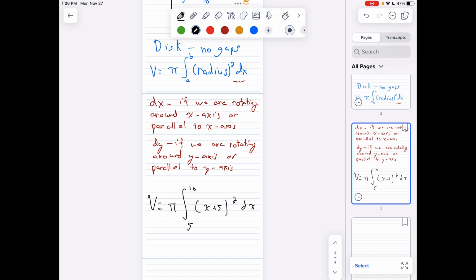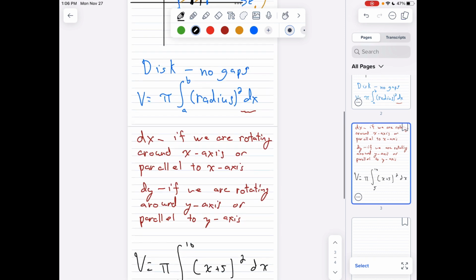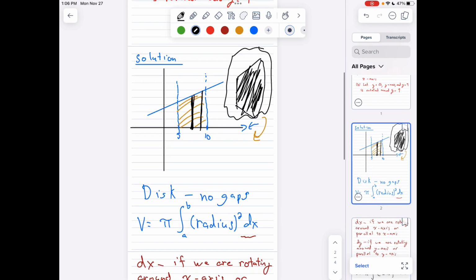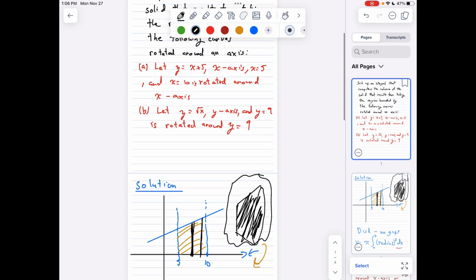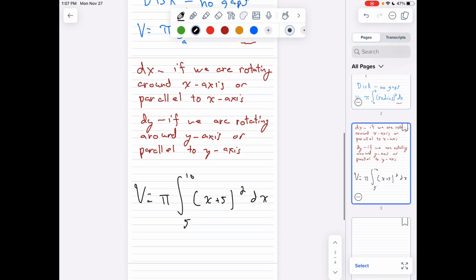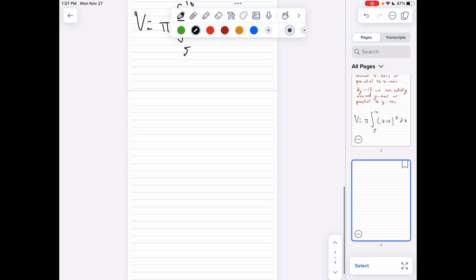All right, so for our next problem, we're going to work with the same idea. Part B, let y equal square root of x, the y-axis, and y equals 9 be rotated around y equals 9. Okay, so what would that look like? So we're going to draw that region.